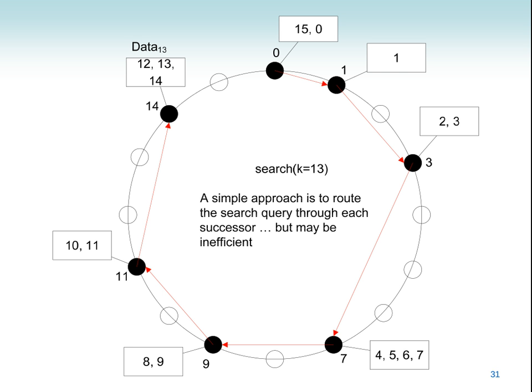This approach has the advantage of a small routing table, easy to update, manage, low overhead, but a disadvantage of the search takes a long time. This is a small network of 16 nodes. Imagine now there's 1 million nodes here. The search takes many queries to reach the destination.